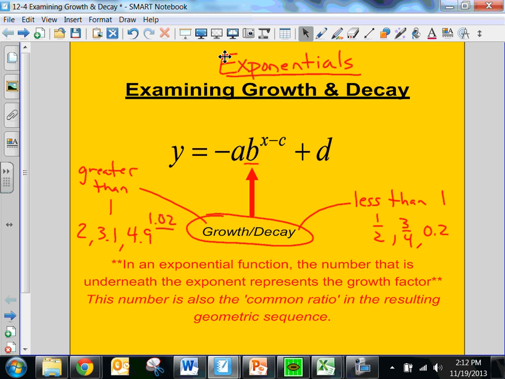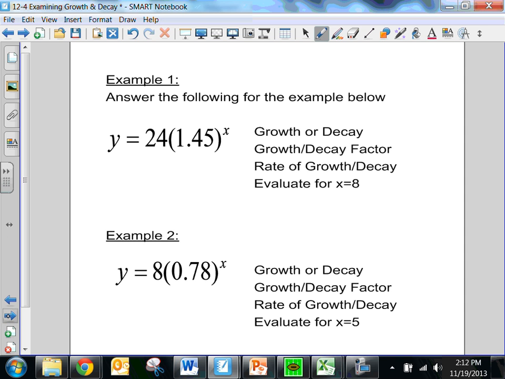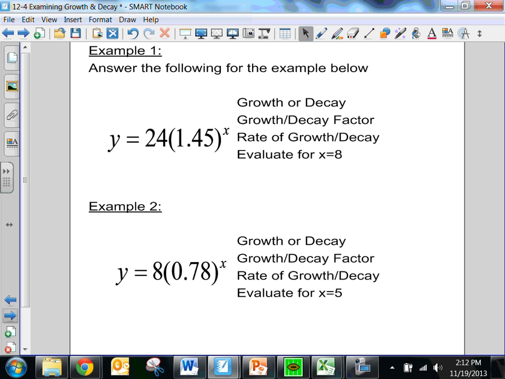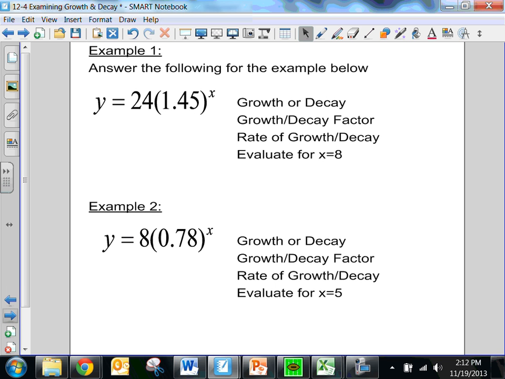In an exponential function, the number that is underneath the exponent represents the growth factor. So we're going to talk about this word right here, growth factor, and knowing that whatever is right underneath the x, that's the growth factor. That's what we call the growth factor. All right, so let's talk about the following problem. Let's look at these two examples.